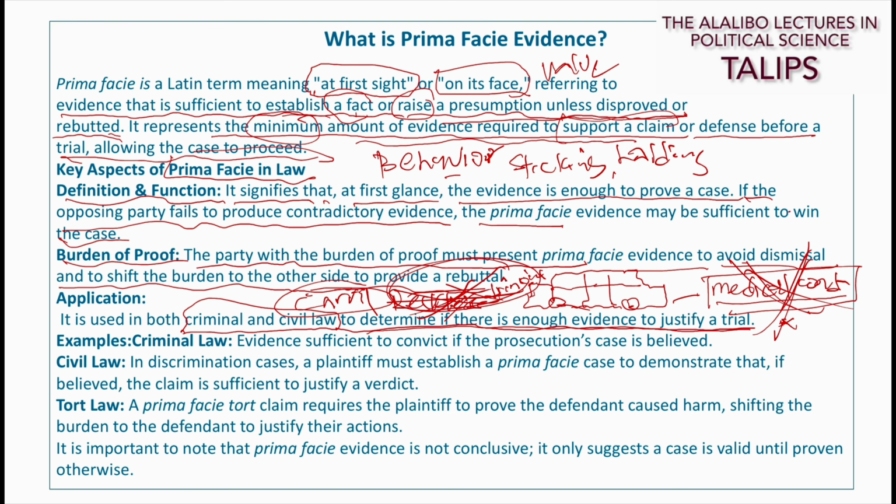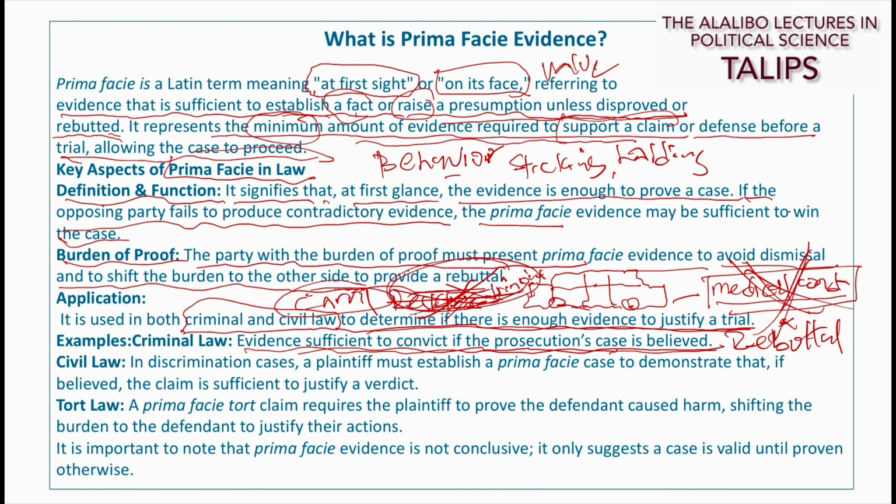In criminal law, evidence is sufficient to convict if the prosecution's case is believed. Sufficient to convict, right? If it is believed. If there's no rebuttal, please take note, students. If there is no rebuttal, it is sufficient for conviction. If you have a rebuttal, well, then there's trouble. And you have to take a look at this closely to see what is believable, whether the prima facie evidence is believable. In a criminal case, evidence is sufficient to convict if the prosecution's case is believed.